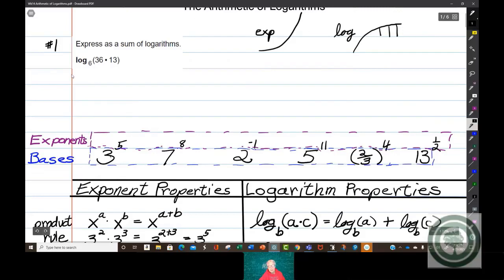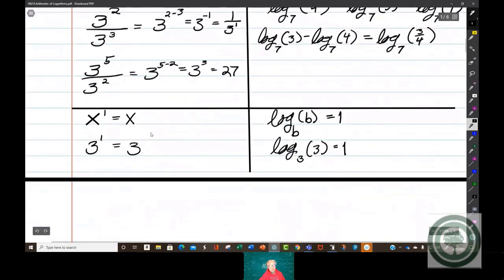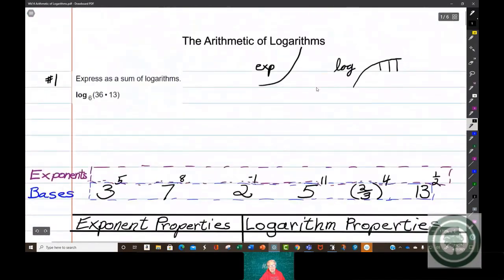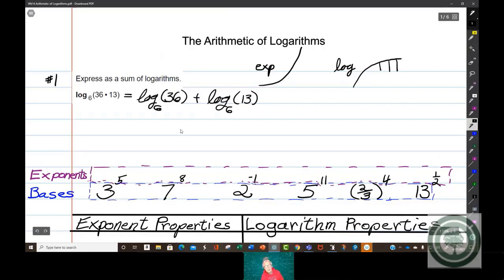Okay. So here we go, we're going to apply these rules to the following logarithmic expressions. Here we have log to base 6, and in the argument, we have two numbers that are multiplied together. That's going to give us log base 6 of 36 plus log base 6 of 13. If I remember, the last thing we're going to do is come back to this and rewrite it. Well, we might as well. We could do it now.